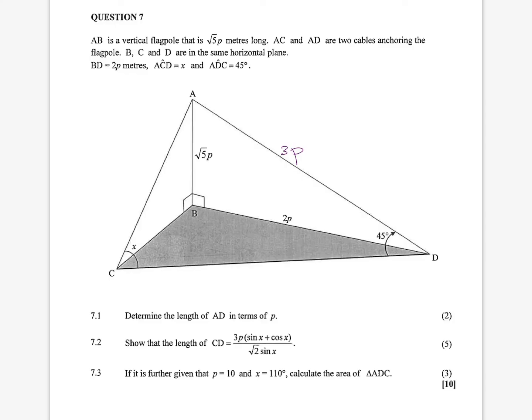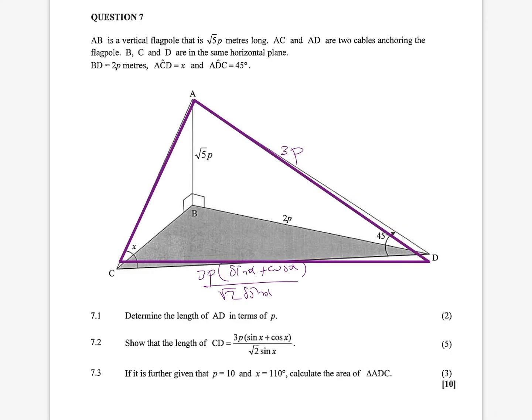So they tell us now that CD is this thing here, 3P sine X plus cos X over square root of 2 sine X. That's given, and we know AD is 3P. So within this triangle here, and they tell us that P is 10 and X is 110, calculate the area of ADC.